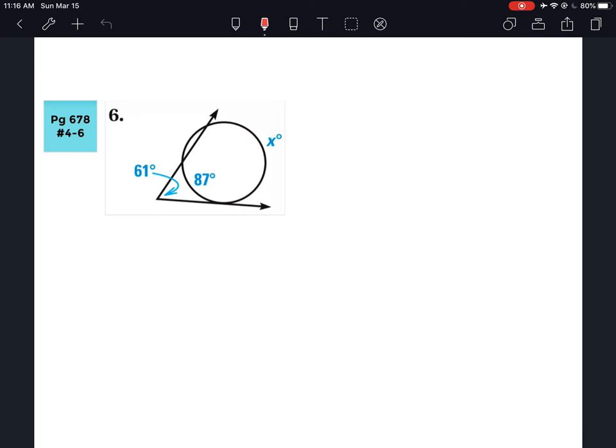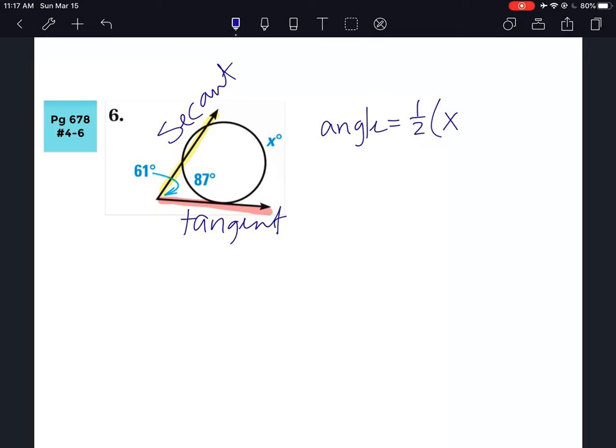This one almost looks like the last one, except it has this line here, which is called a tangent, and the other one is still a secant. So what I'm going to do is I'm going to still use the same formula. And the formula is the angle formed is equal to 1/2 the bigger arc minus the smaller arc.